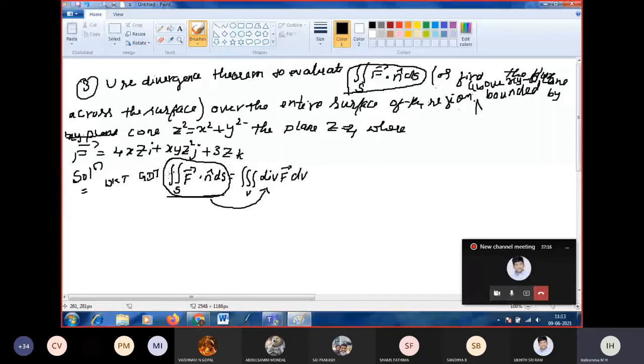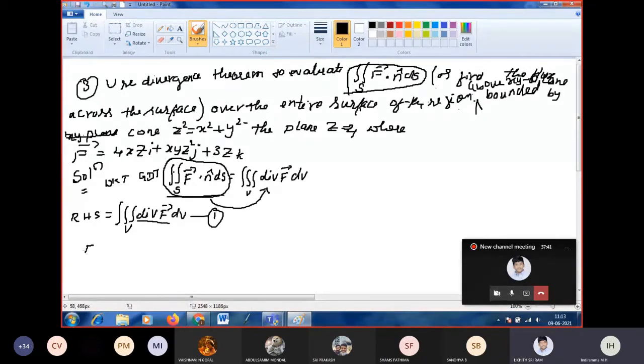So we can find the flux easily by using the triple integration, that is by using Gauss divergence theorem. Next I will consider the RHS. So RHS is equal to the triple integral over the volume V of div F dV. Call it equation number 1. So next we have to find out what?